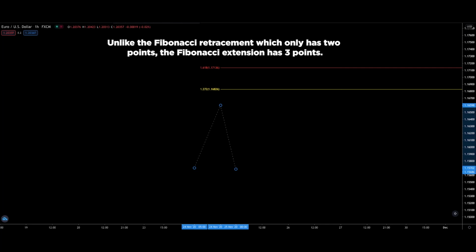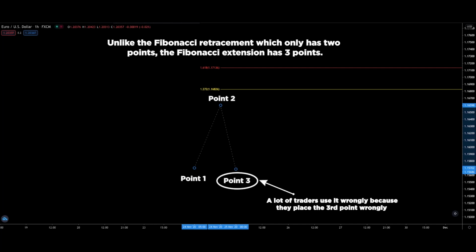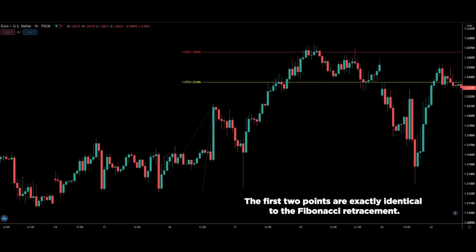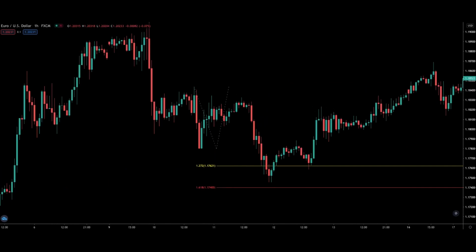Unlike the Fibonacci retracement, which only has 2 points, the Fibonacci extension has 3 points. And I see a lot of traders use it wrongly because they place the third point wrongly. So please pay close attention and keep watching. The first 2 points are exactly identical to the Fibonacci retracement. To project resistance, you want to connect the swing low to the swing high. And of course, if you want to project support, then you want to connect the swing high to the swing low.